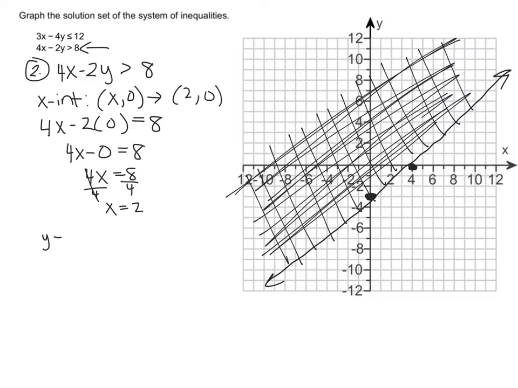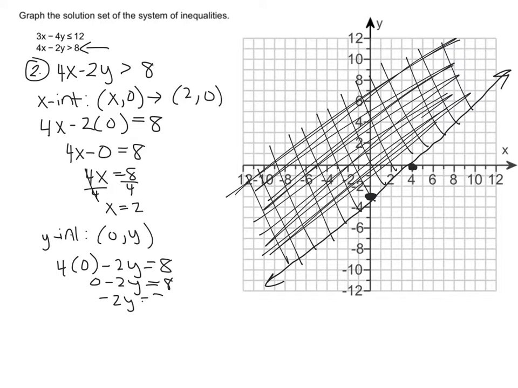Next we'll find the y-intercept. So we'll plug in a 0 for x and solve for y. So I have 4 times 0 minus 2y equals 8. 0 minus 2y equals 8. Negative 2y equals 8. We'll divide both sides by negative 2, and we get y equals negative 4. So my y-intercept is 0, negative 4.